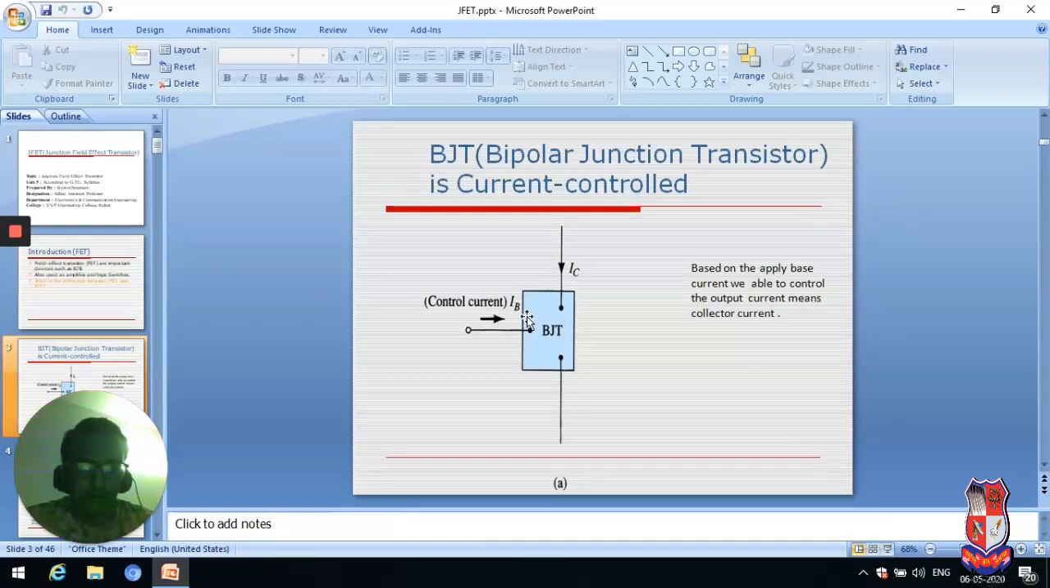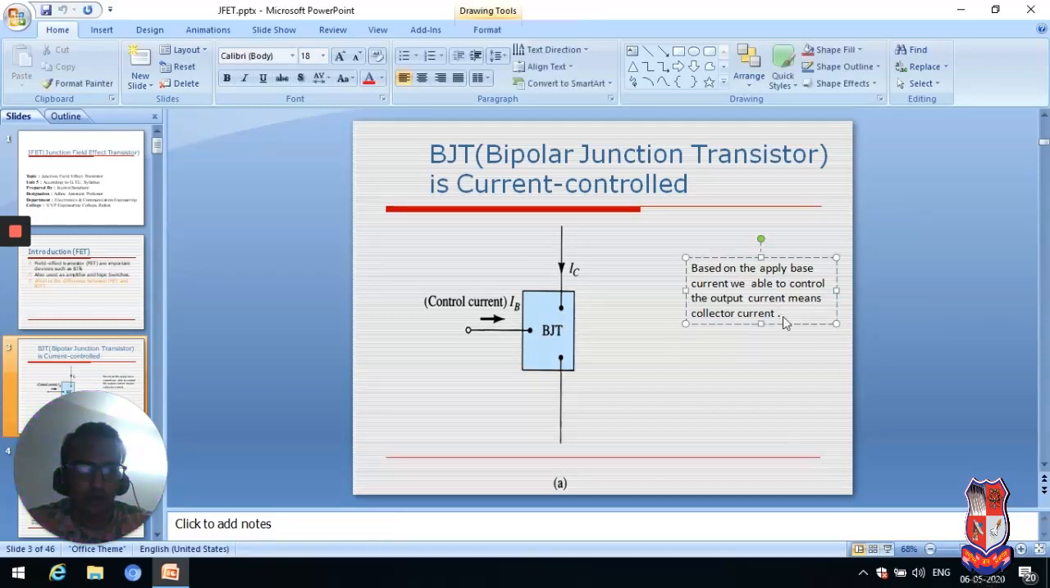Now, based on the applied input current, we will try to control the collector current. So it is known as a current controlled device. It is known as current control device.